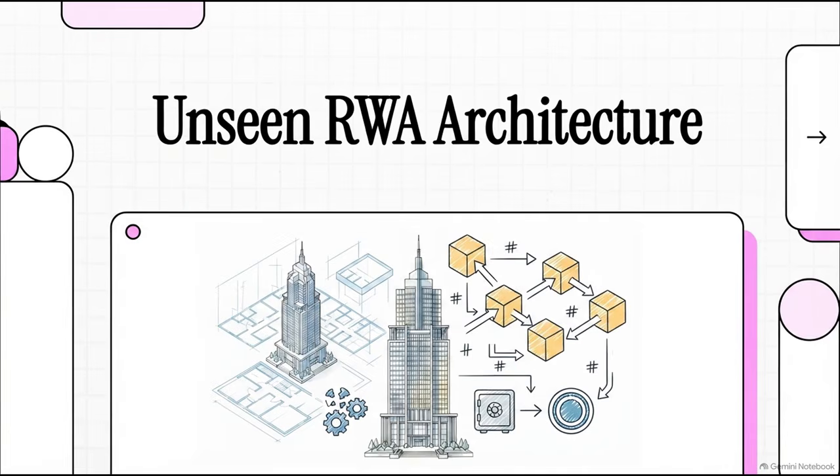So, have you ever actually stopped to wonder how you build a skyscraper on a blockchain? Not physically, obviously, but digitally. I mean, how do you take a $50 million apartment complex or a multi-million-dollar private credit portfolio and safely encode it into a digital ledger without the whole thing completely falling apart?